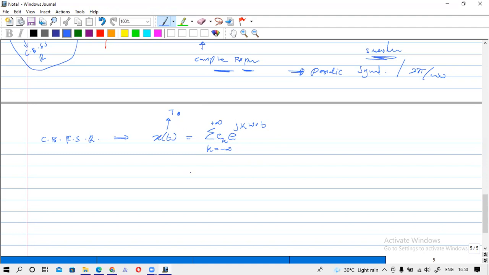This Ck can be calculated using an integral of x(t) e to the power minus j k omega naught t dt. So this is the Fourier series representation. These two identities.